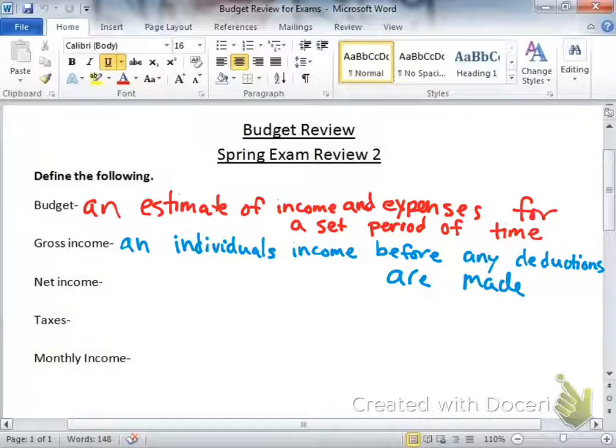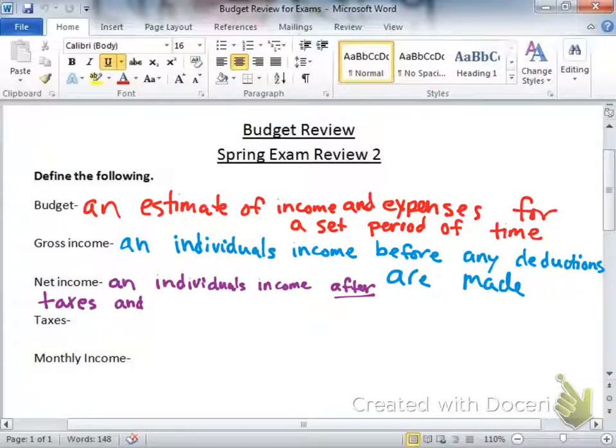Now, gross income often gets confused with net income. Net income is the income after you start taking things out of it. All right, so net income is the smaller number. So our definition for net income is an individual's income after taxes and deductions are subtracted.